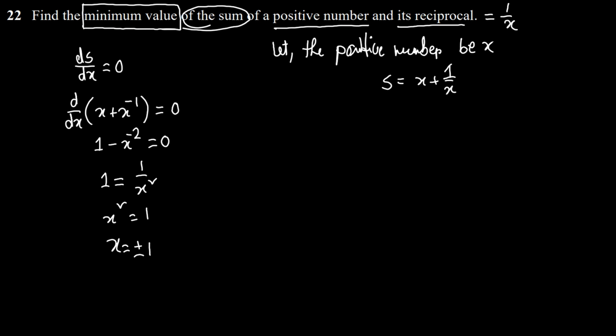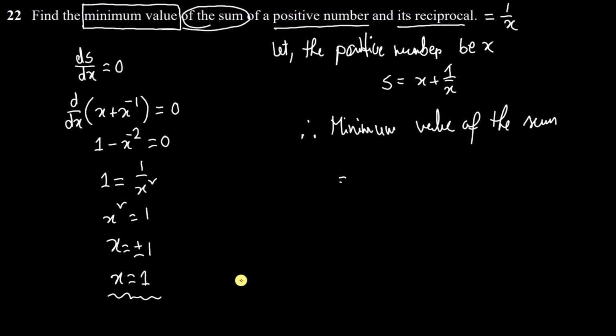The question is about the minimum value of the sum of the positive number and its reciprocal. So we definitely need to consider the positive value of x, which is x equals 1. Therefore we can write the minimum value of the sum equals x plus 1 by x. We put the value 1 here, which is 1 plus 1 by 1. It gives us 2. So this is our answer to this question.